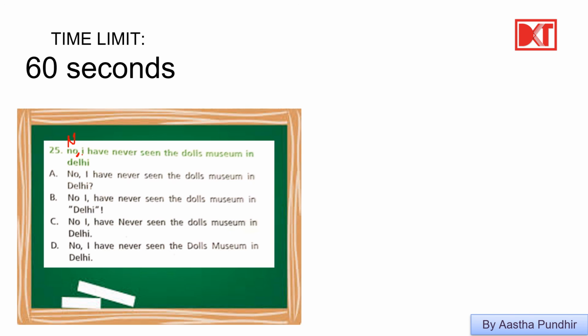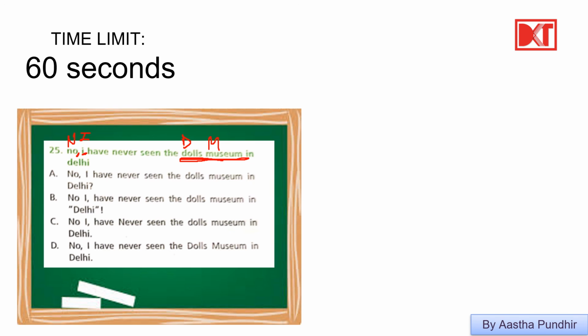Then I is a pronoun, and for that we will be having I as capital. Right, I have never seen the Dolls Museum. Now Dolls Museum, this is a particular place, like we read about those monuments and museums, and their letters are to be capitalized. See, Dolls, D will be capital, and for the Museum, M will be capital.